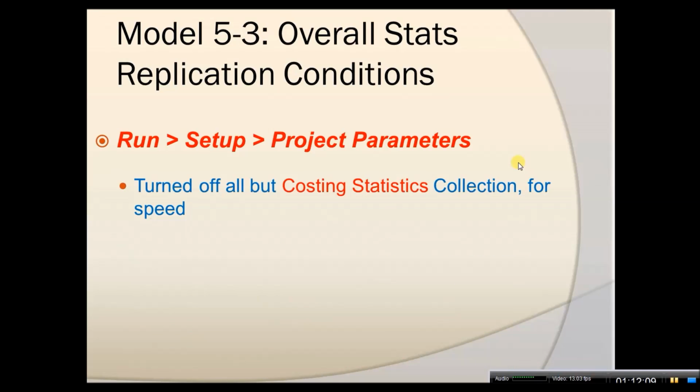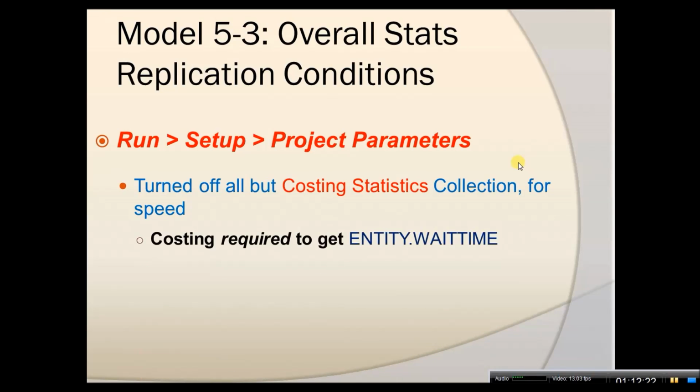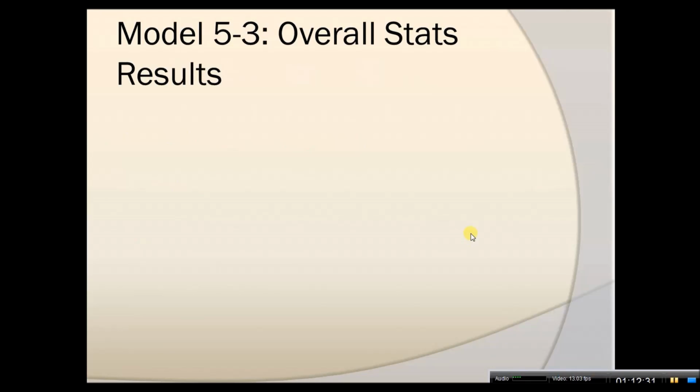And so the next thing is also take care of the project parameters tab in the setup. And so we're gonna turn off all but the costing statistic collection for the speed. And then the costing is important because it's required in order for us to get this entity dot wait time. And so we're gonna look at the results from 5 replications. So let me go ahead and do the changes in the setup so we can see the results.